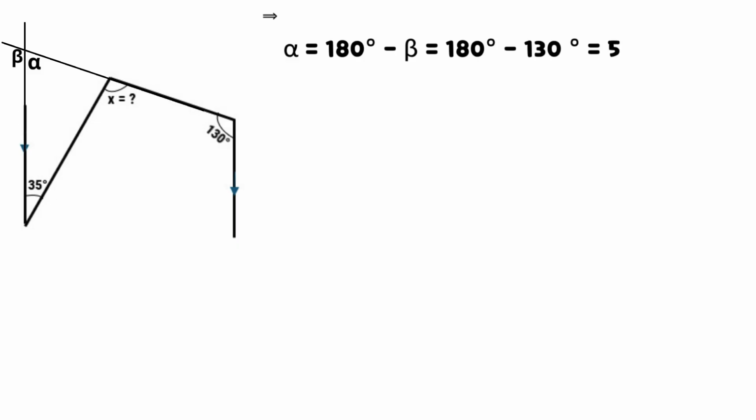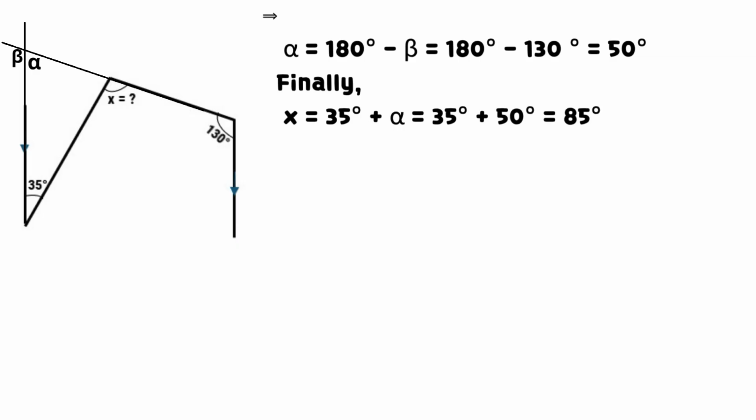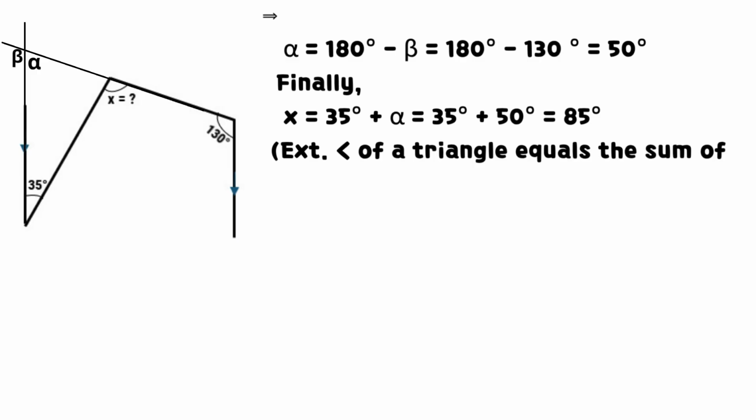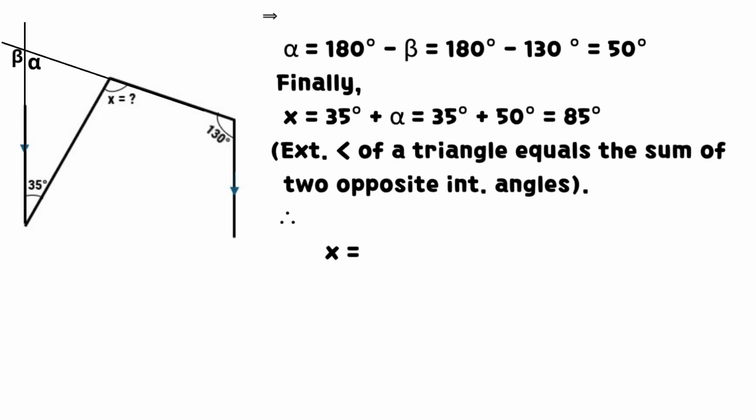It signifies that alpha equals 180 degrees minus beta, which equals 180 degrees minus 130 degrees. The result equals 50 degrees. Finally, x equals the sum of 35 degrees and alpha, which equals the sum of 35 degrees and 50 degrees. The result equals 85 degrees. This is because exterior angle of a triangle equals the sum of two opposite interior angles. Therefore, x equals 85 degrees.